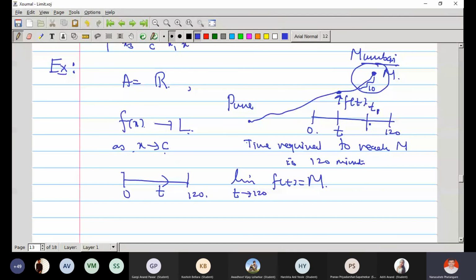Okay, at that time check my location. Then at that time you are inside this range. What happens after that time? Suppose at time t1 you are in this neighborhood, 10 kilometers distance from Mumbai. Suppose that time is 100 minutes, t is equal to 100. At 100 minutes you are in this 10 kilometers range. Where will you be at t is equal to 101?